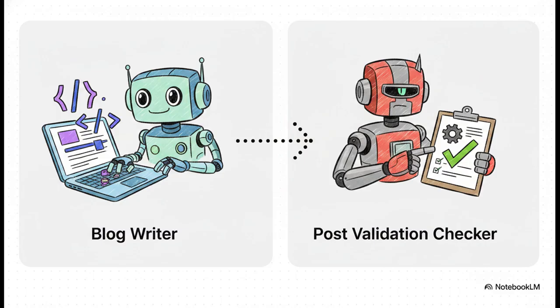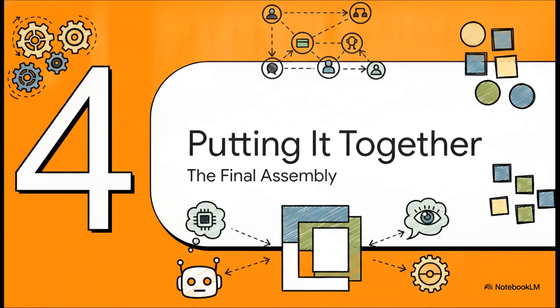A dedicated blog post validation checker then reviews the written article against the outline for clear explanations and a solid conclusion. Again, we wrap these two into a second loop agent called the robust blog writer, letting it self-correct up to 3 times. Which brings us to part 4, putting it all together, the final assembly.